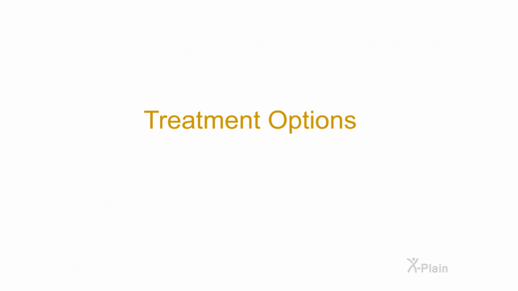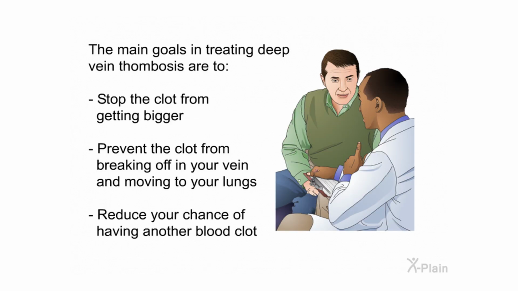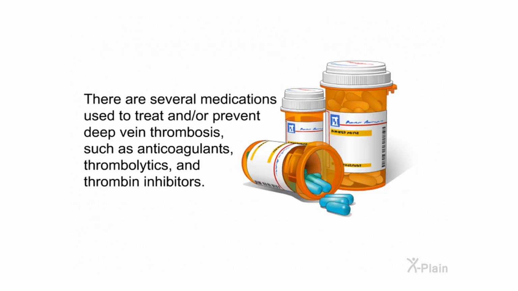Treatment options. The main goals in treating deep vein thrombosis are to stop the clot from getting bigger, prevent the clot from breaking off in your vein and moving to your lungs, and reduce your chance of having another blood clot. There are several medications used to treat and/or prevent deep vein thrombosis, such as anticoagulants, thrombolytics, and thrombin inhibitors.